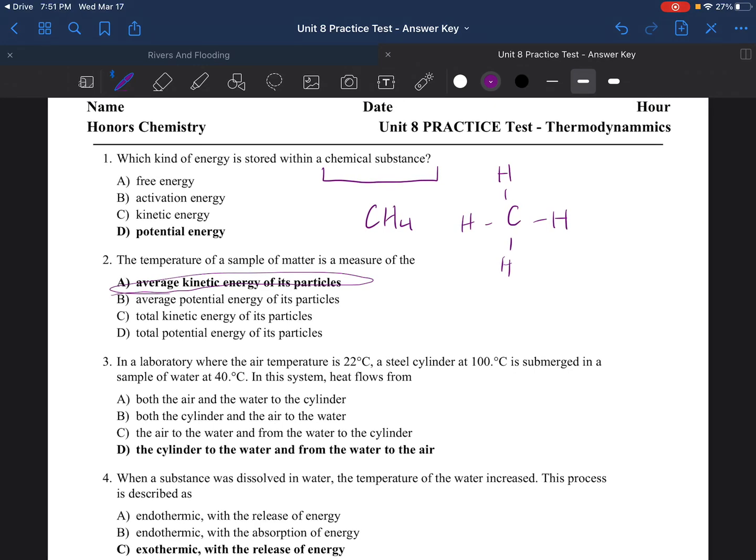In a lab where the air temp is 22 degrees Celsius, a steel cylinder is at 100, submerged in a sample of water at 40. In the system, heat flows from where it's hot to where it's not. In that case, the cylinder is hot and the air and water are not. So it'll flow from the cylinder to the water and air.